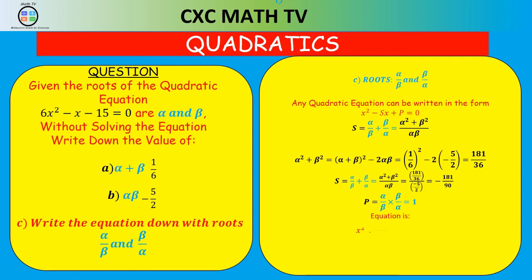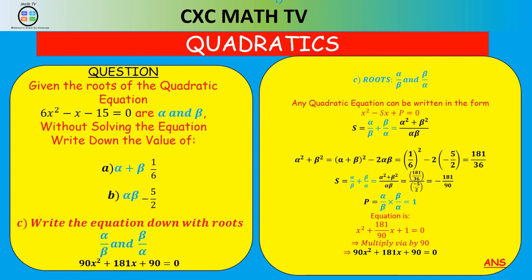And so the equation of the quadratic is just going to be x squared plus 181 over 90 times x plus 1 equals 0. Because remember, we just replace the s and the p with the values that we get. And so multiplying through by 90, the equation becomes 90x squared plus 181x plus 90 equal to 0. And so that would be the quadratic equation with roots alpha over beta and beta over alpha.